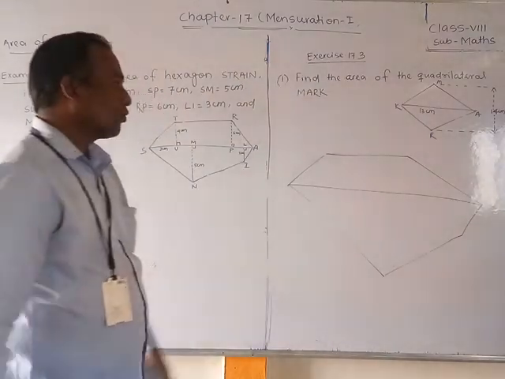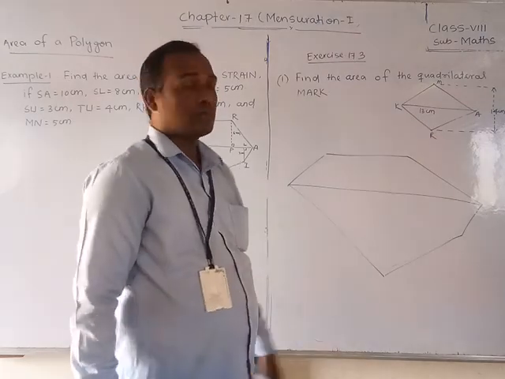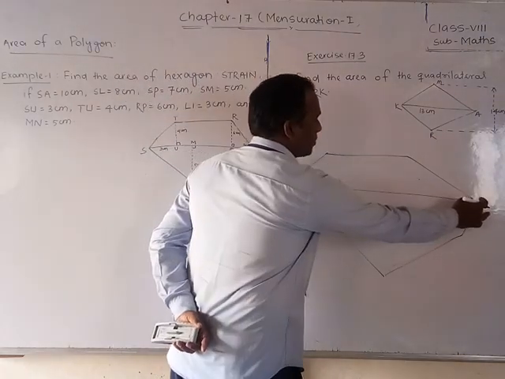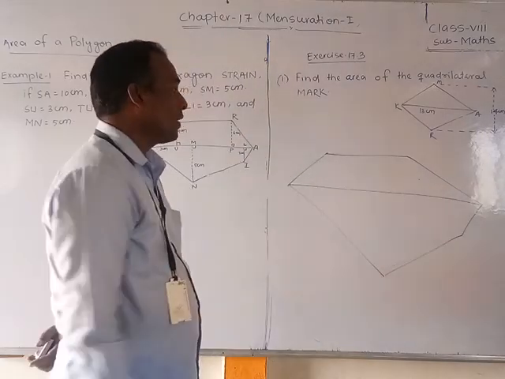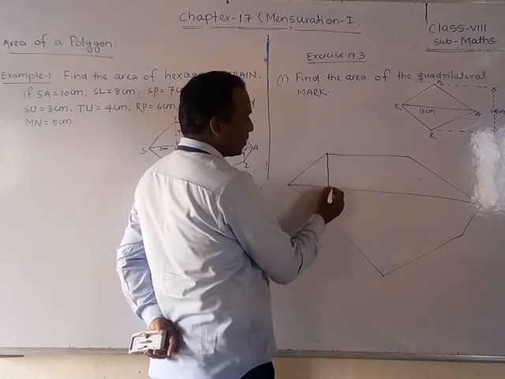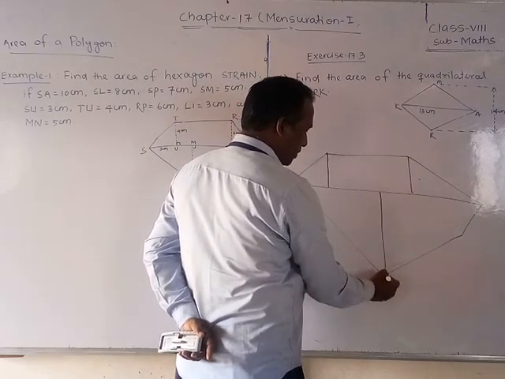Now, to find the area of this figure, it is a very important math activity. First of all, join the farthest vertices with a line, and from the other vertices draw perpendicular lines to that line. This is also a perpendicular. From this to this also draw a perpendicular line.